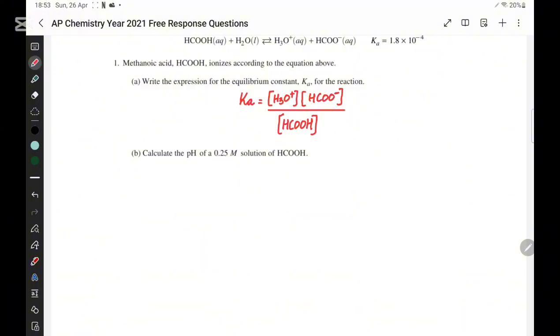So we are going to use the ICE method for that. HCOOH plus a water molecule, they are going to form H3O+ plus HCOO minus. So we are going to write ICE. ICE means I is initial, C is change, and E is equilibrium. So first we have a 0.25 molar solution of HCOOH, so I am going to write 0.25 here.